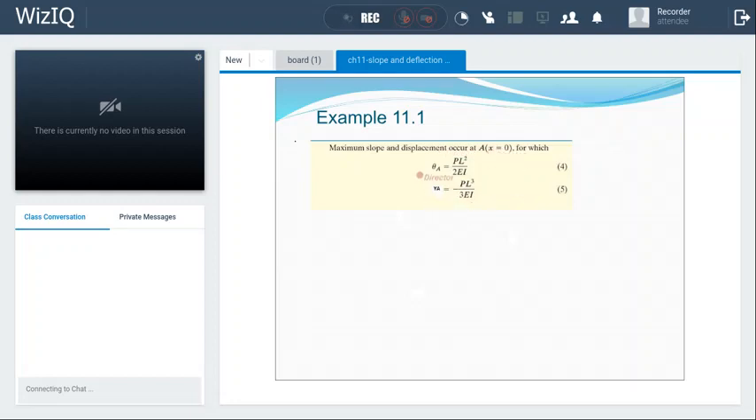So slope at A is PL square over 2EI, and deflection at A is minus PL cube over 3EI. This minus sign indicates that the deflection is downward. This is in the negative y direction.